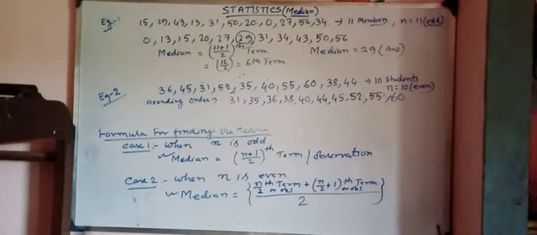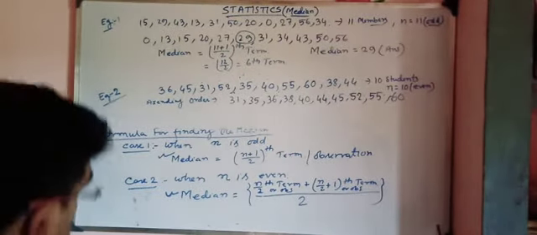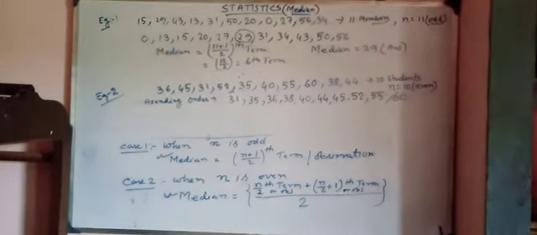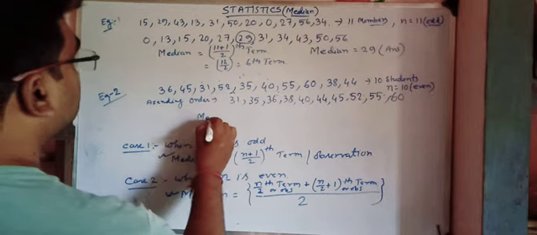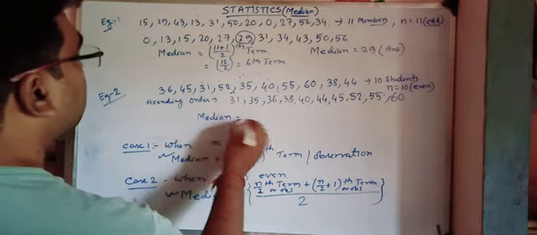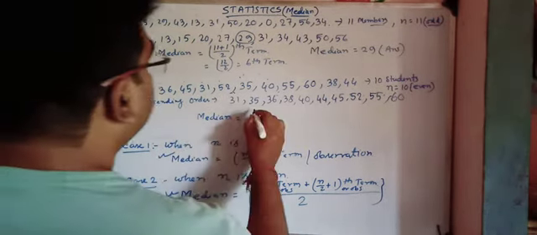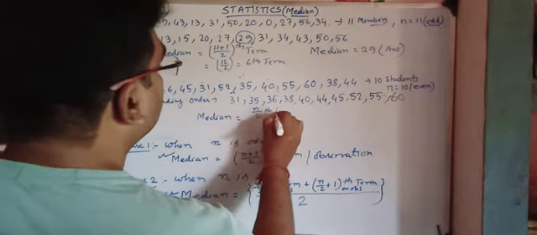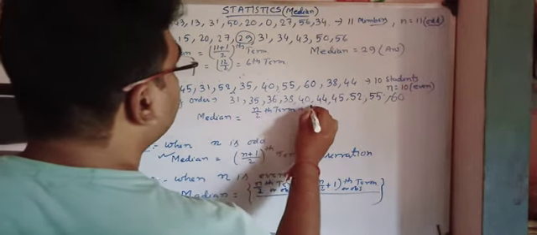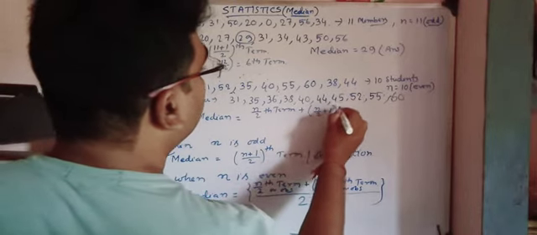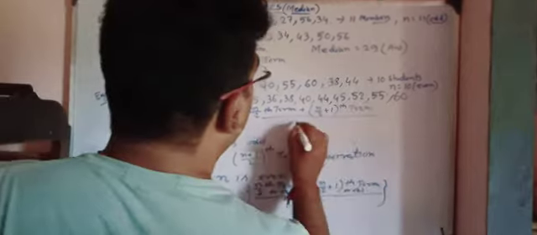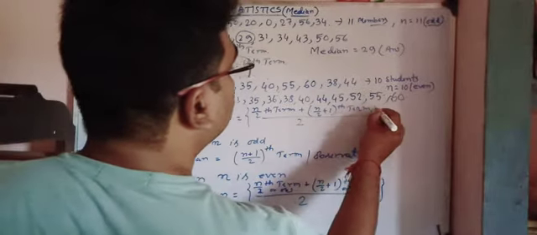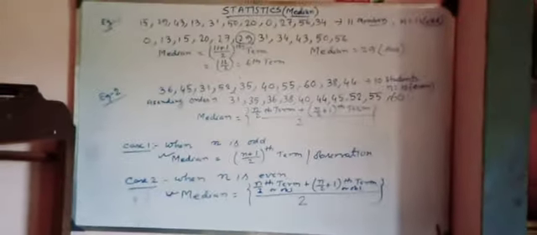So again we are applying this formula, case 2. Okay, so my median should be from here: median is equal to what? N by 2's term plus n by 2 plus 1's term, divided by 2. Understood?